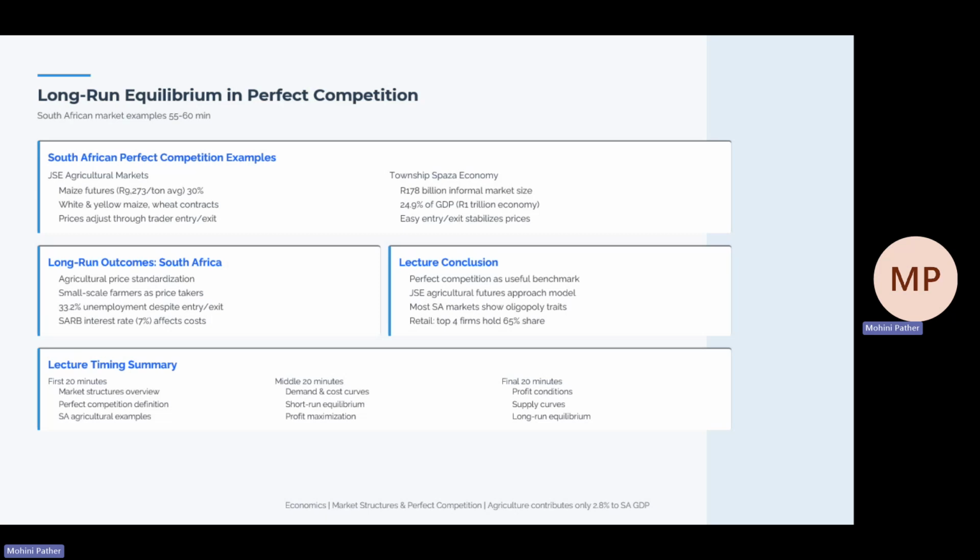Okay, so the South African perfect competition market. We've got the JSE agricultural markets. You've got maize futures. Here we were sitting at like 30%, which is a massive increase. Okay, it went up to 9,273 Rand per ton on average. Okay, that was extremely concerning, and that's why it was integrated into your last assignment.